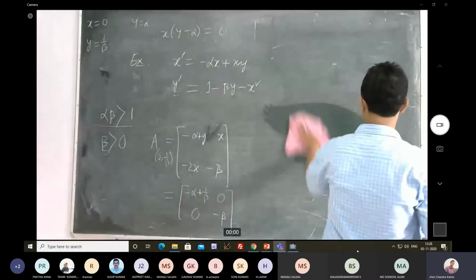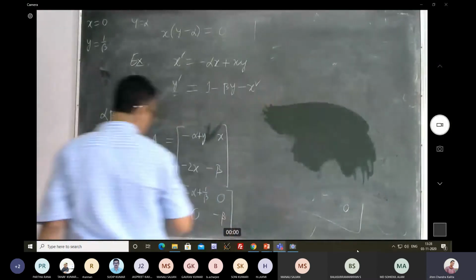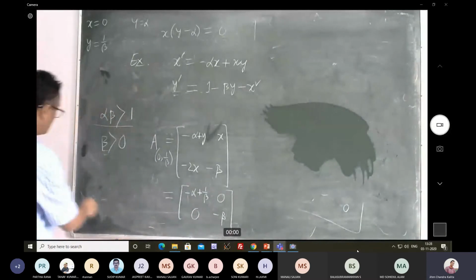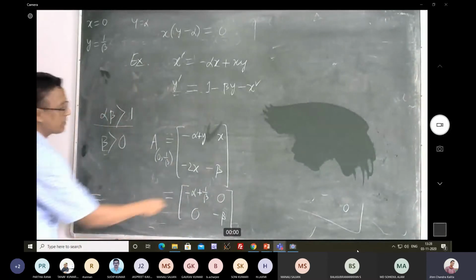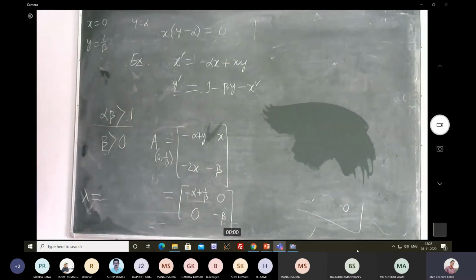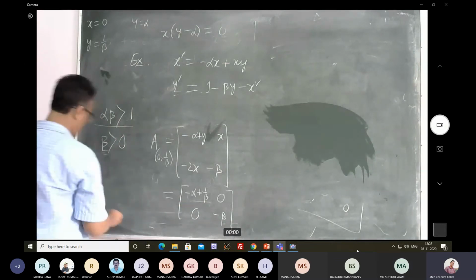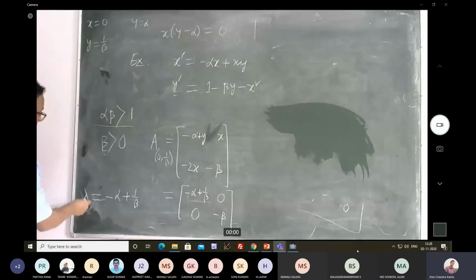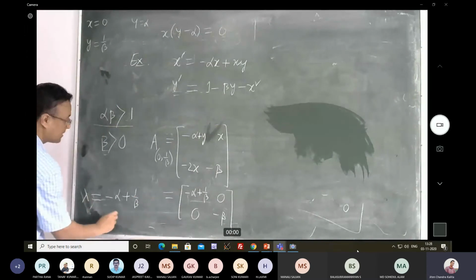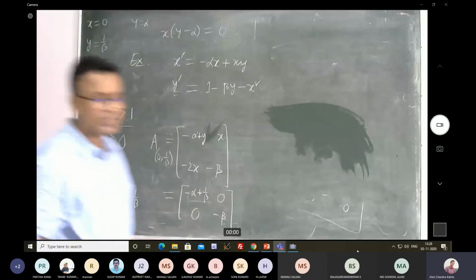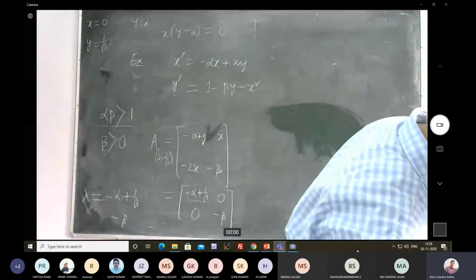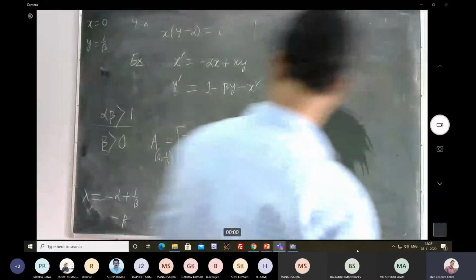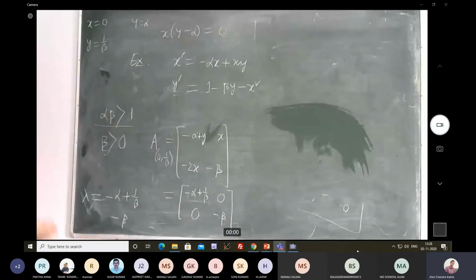This is fine. Okay. Here whatever happens, your lambda is given by simply the diagonal entries, isn't it? Is it okay? Yes, sir. Yes, lambda is given by the diagonal entries. So lambda equal to alpha plus 1 by beta and this minus beta. Just a minute, whether alpha greater than 0 is given or not. No, they haven't given anything. Okay, fine.